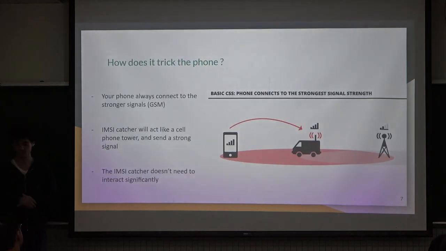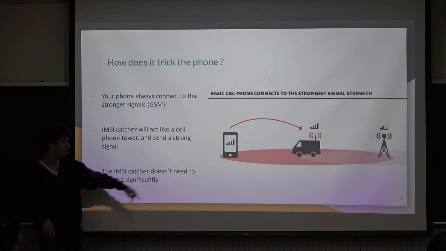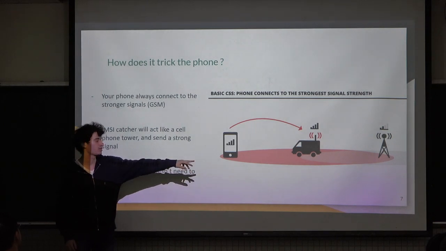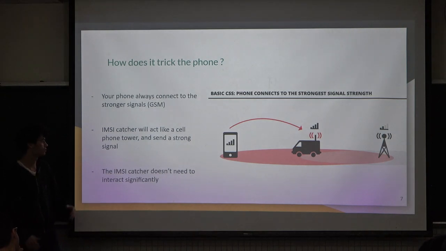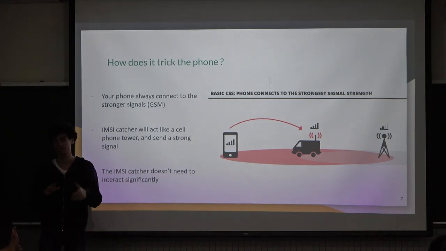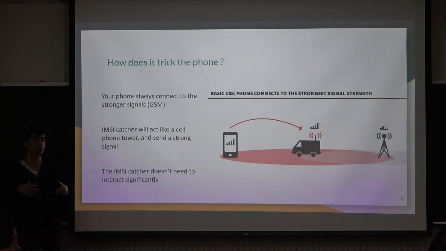So how does it work? In basic communication like GSM, your phone always connects to the strongest signal. So the IMSI catcher only has to be closer to the phone and send a stronger signal. Then the phone will connect to it naturally and won't suspect anything. Also, the IMSI catcher doesn't need to interact a lot with the phone. It only needs to take the IMSI in the most basic cases.